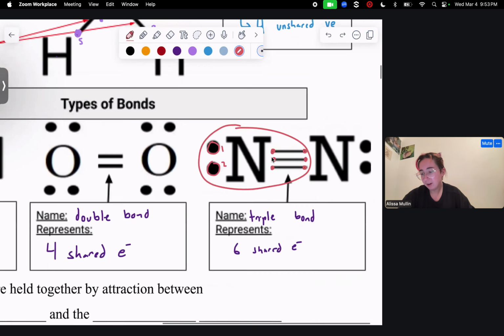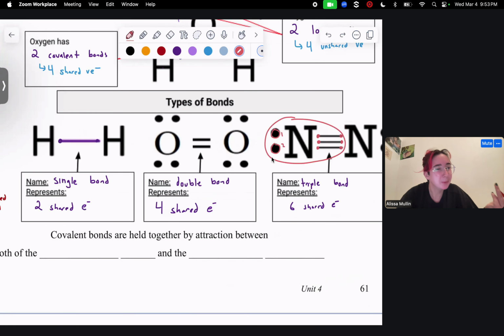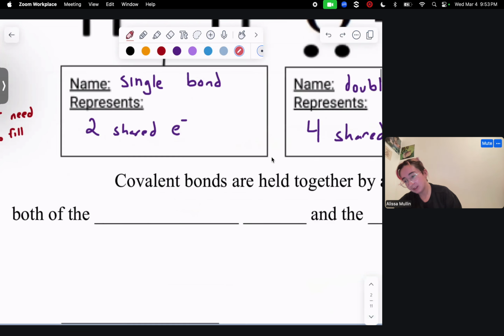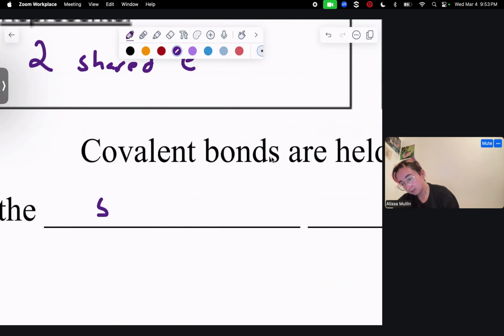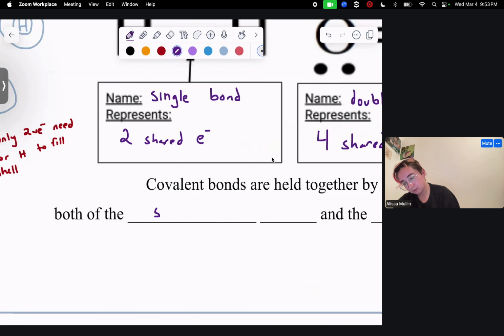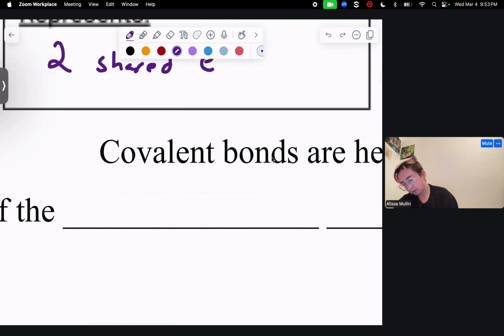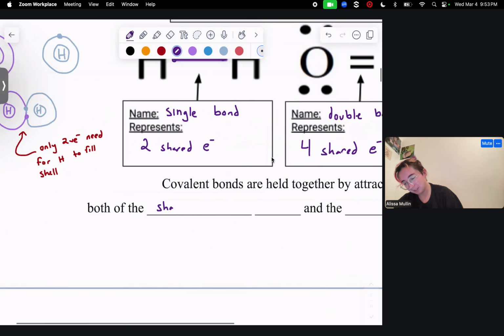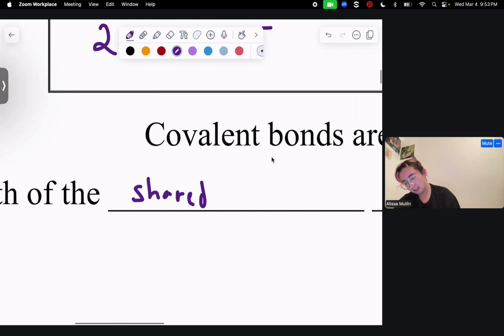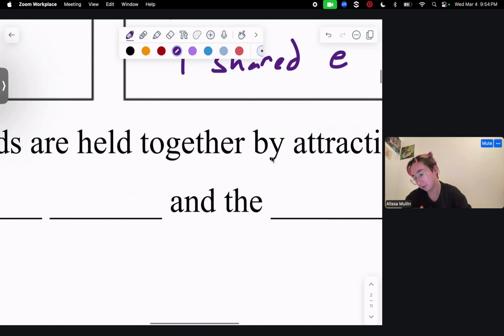If you're curious about why this is being held together, the whole point is stability, but the force holding it together is that we've got these negative shared electrons hanging out in the middle. Then we have these two nuclei, these positive protons, and they're attracted to those shared electrons. They want to hang out there because they want to stay with those electrons and maintain that full shell.